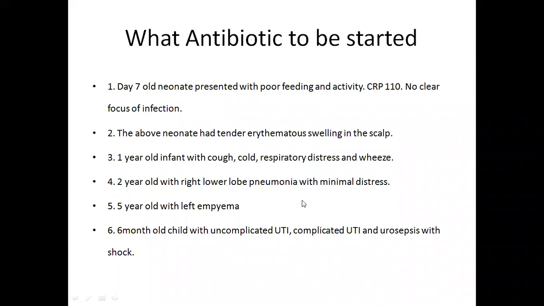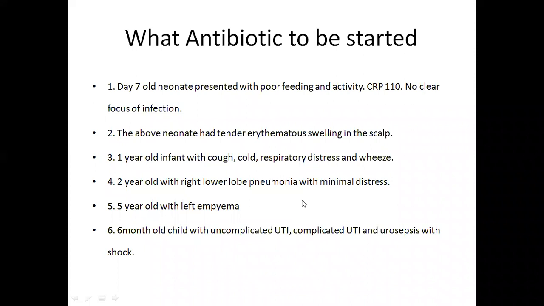The same child, complicated UTI, septic shock. What do you have to choose? Meropenem. Good. You cannot take a risk here. No other option. So meropenem versus piptaz, both bactericidal. Why not piptaz? Poor gram negative coverage? We are targeting gram negative only. Piptaz and meropenem have almost identical spectrum. Now Klebsiella and E. coli have resistance to piptaz also.